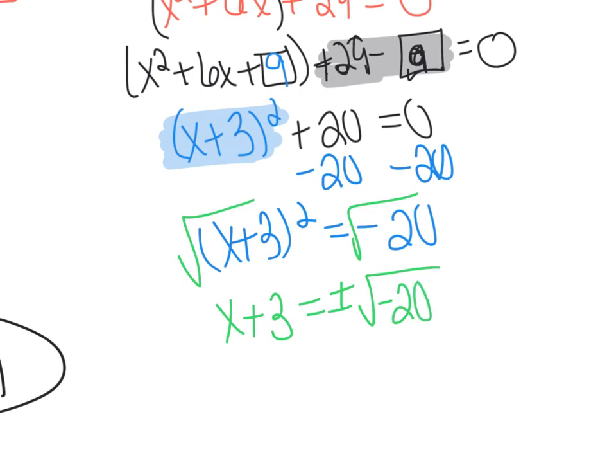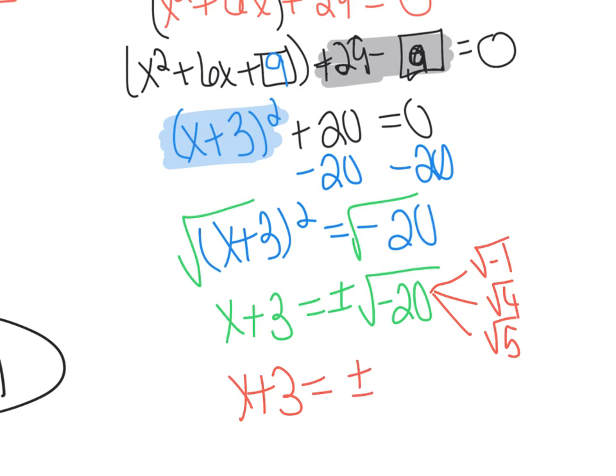So I need to think, okay, I have a square root here. I have a negative, so I know I need to pull out the i. So I need to pull out the negative 1. And what factor pair of 20 has a perfect square? So we'd have the square root of 4 times the square root of 5. So I'm going to rewrite this here, x plus 3. I'm going to leave that there for a second, equals plus or minus.